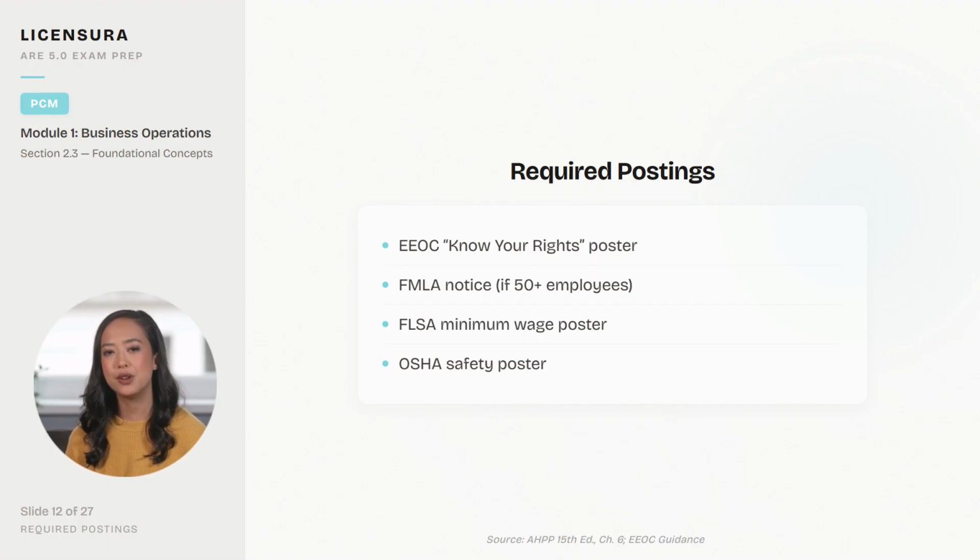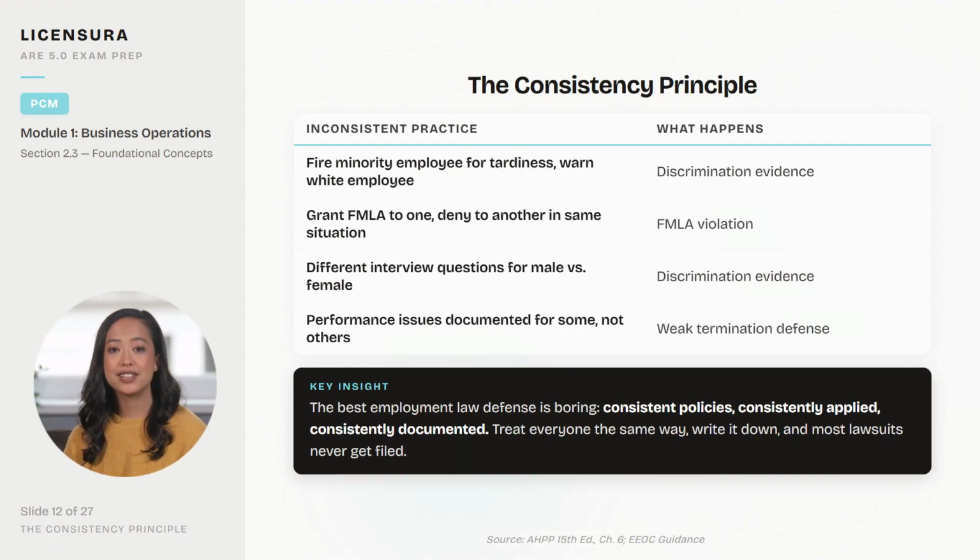But honestly, the most important thing to take away from this entire employment law section is one word: consistency. Let me show you what inconsistency looks like in practice. If you fire a minority employee for tardiness, but only give a warning to a white employee for the same thing, that's evidence of discrimination. If you grant FMLA leave to one person, but deny it to another in the same situation, that's an FMLA violation. If you ask male candidates about their technical skills, but ask female candidates about their family plans, that's discrimination evidence a plaintiff's attorney will love.